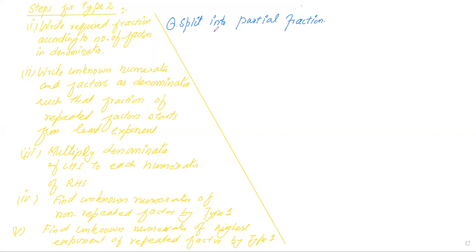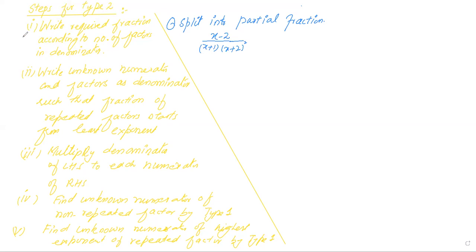Suppose we have this question: (x minus 2) over (x plus 1)(x plus 2) whole square. First of all, I have to observe which type of partial fraction this is. Very easy, very simple. The denominator consists of one repeated factor and one non-repeated factor. So I will read the steps and try to apply them here.